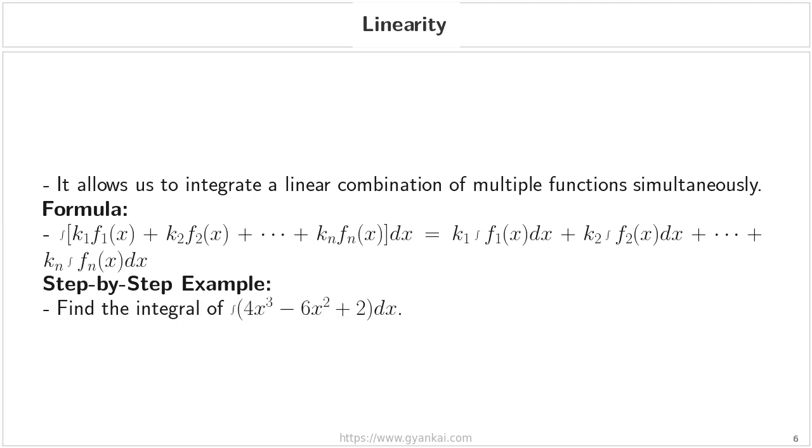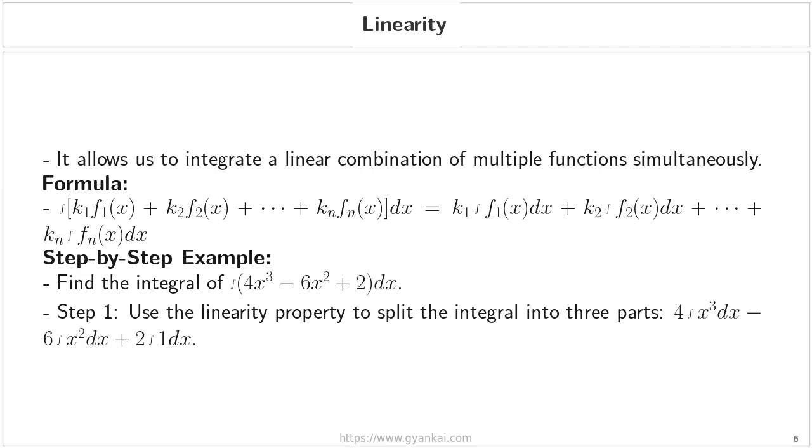Now, let's work through a step-by-step example to solidify this concept. We want to find the integral of 4x cubed minus 6x squared plus 2 with respect to x. Step 1, use the linearity property to split the integral into 3 parts. So, we rewrite this as 4 times the integral of x cubed dx minus 6 times the integral of x squared dx plus 2 times the integral of 1 dx. Notice how we've distributed the integral across each term.